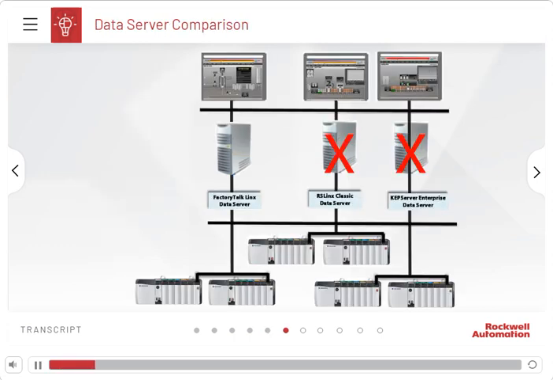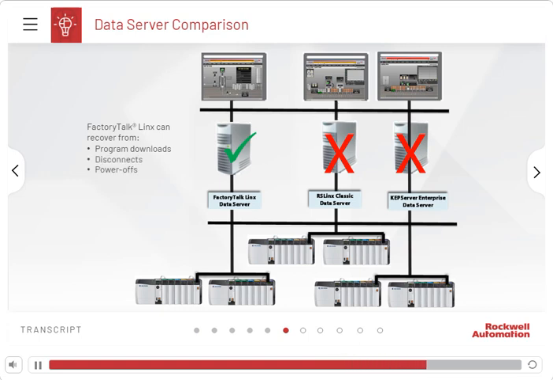While all three data servers can serve multiple controllers across multiple networks simultaneously, FactoryTalk Linx can recover from program downloads, disconnects, power-offs, and online changes without affecting service to other controllers.